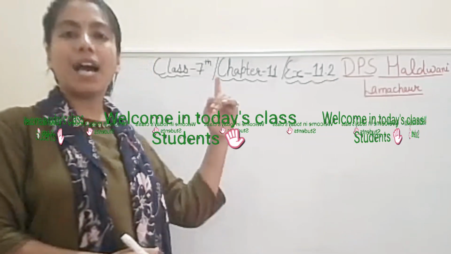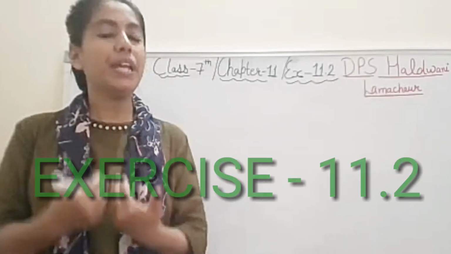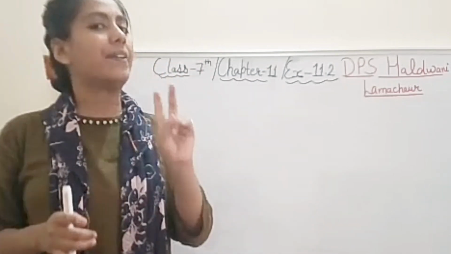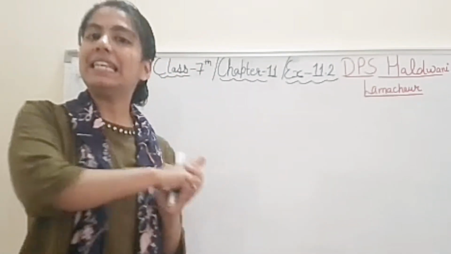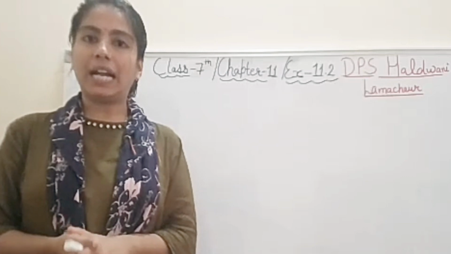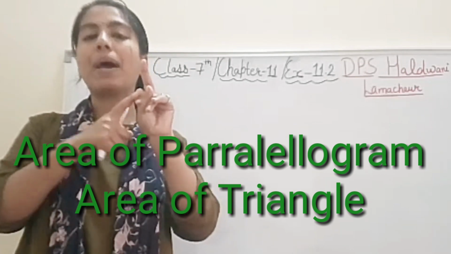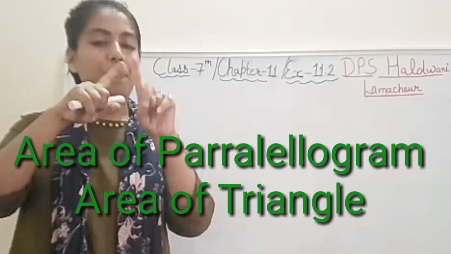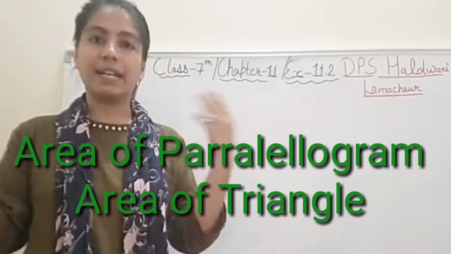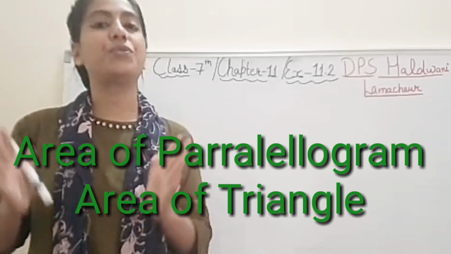Today we are going to start a new exercise, 11.2. Students, in the last exercise we did the perimeter and area questions for square and rectangle, right? And in this exercise we are going to do the area of further geometrical shapes. That is, we will do two types of shapes, parallelogram and triangle, right? The perimeter of a parallelogram is the sum of all sides; the perimeter of a triangle is the sum of all sides, right? Now, talking about the area of a parallelogram and the area of a triangle.